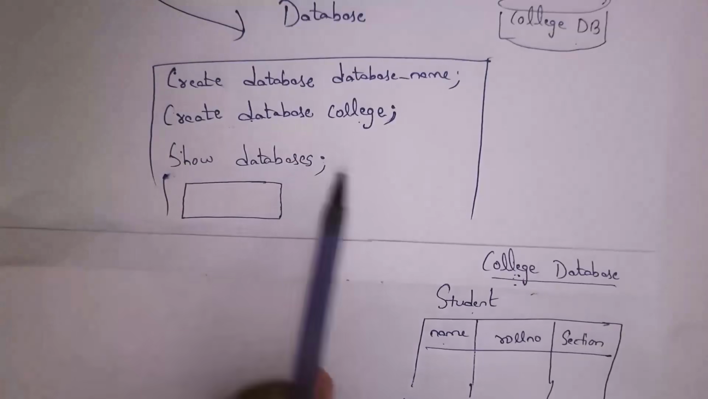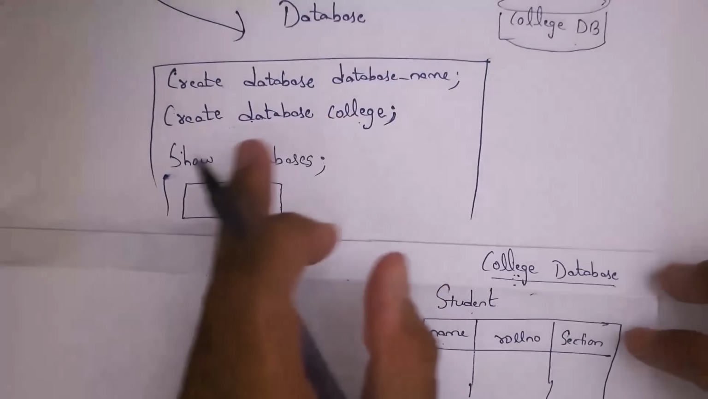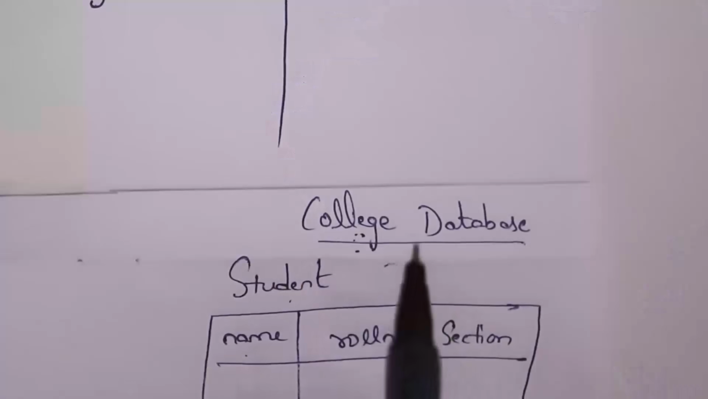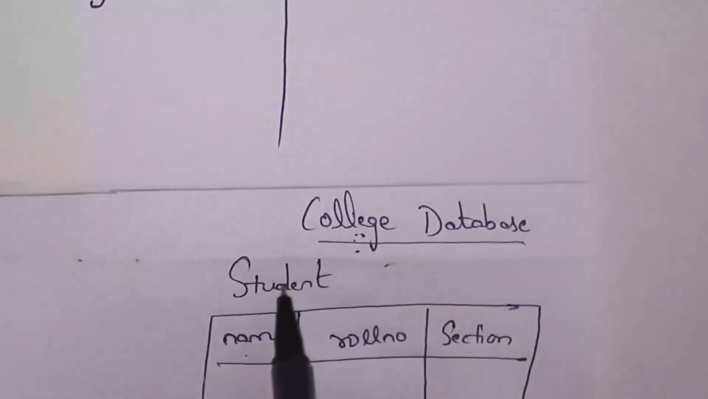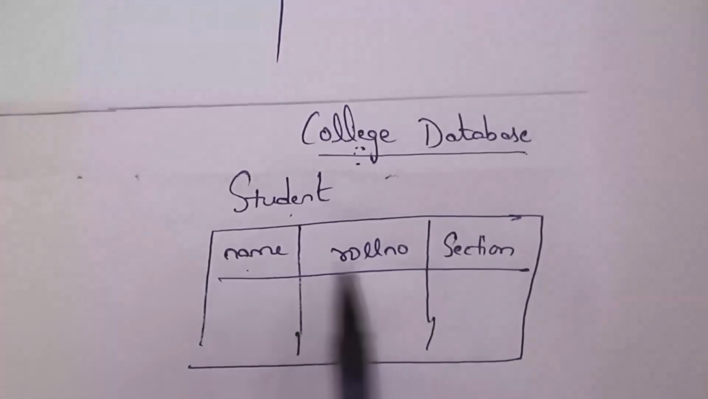Whenever you write this code and click enter, you will get output. It will display all databases present in my database software. So there is only one database, that is the college database. Now inside this college database, I want to create a student table. And this student table must contain 3 columns. They are name, roll number and section.